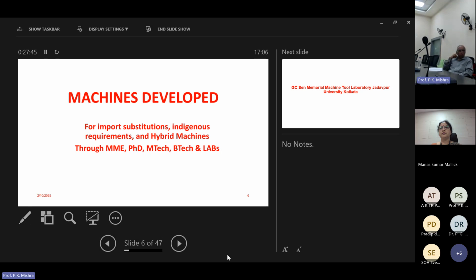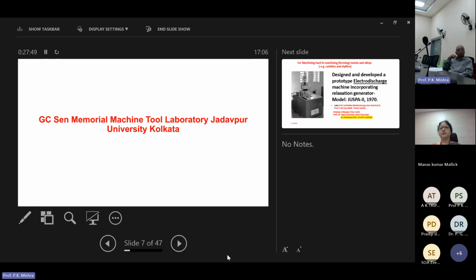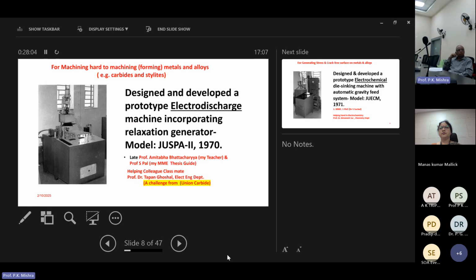The first vision was setting up a GCSN Memorial Laboratory at Jadavpur University, and to start that, we started developing the machines. Now, what sort of machines? When I entered, you might know about Tapan Ghosh, who was the right hand of Abdul Kalam. He was starting this EDM machine. When I entered our machine lab, I saw it was in the setup, but they were trying to operate with hand feed, because automatic feed was not introduced.